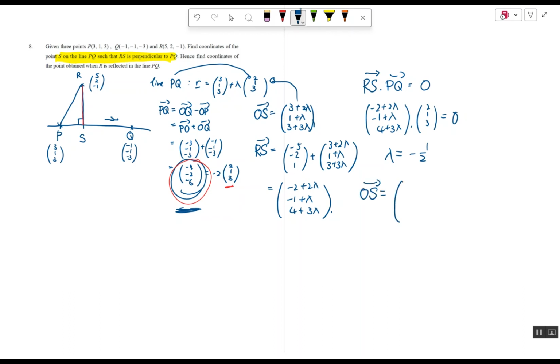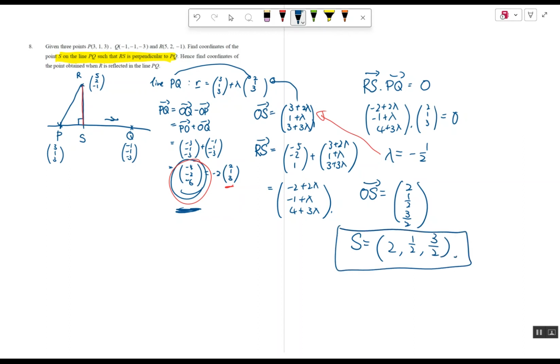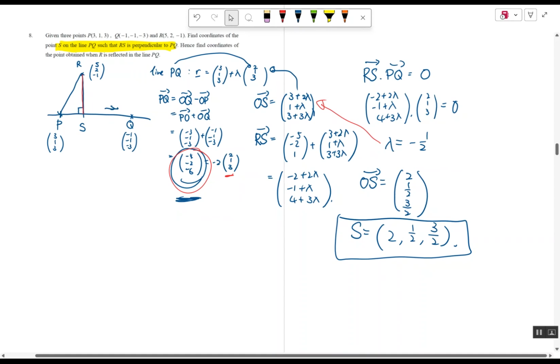OS is going to be equal to, all you need to do is put this lambda back into OS, and you will have your answer, which is (2, 1/2, 3/2). In this case, the question is asking for coordinates, so let's give them in coordinate form. Okay, understand how to make your diagram into an invincible triangle, then you can solve everything.